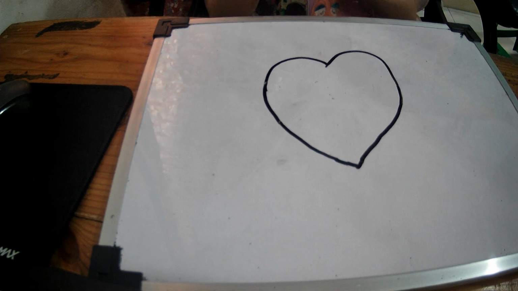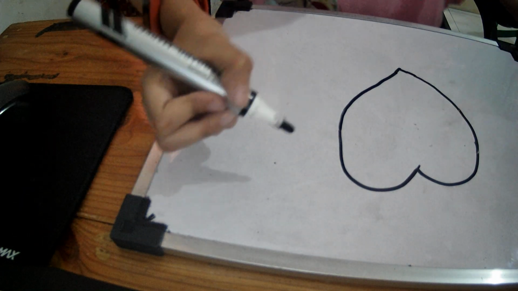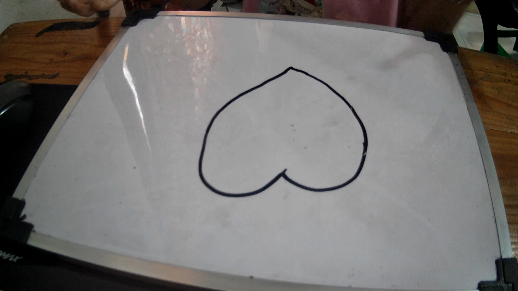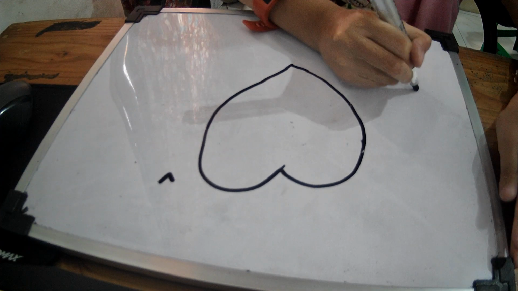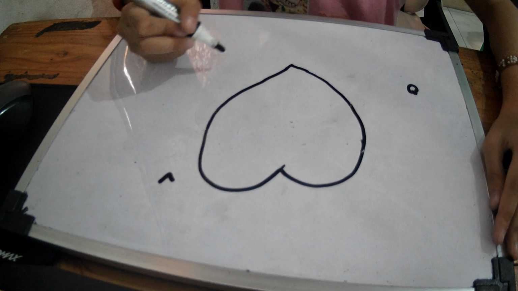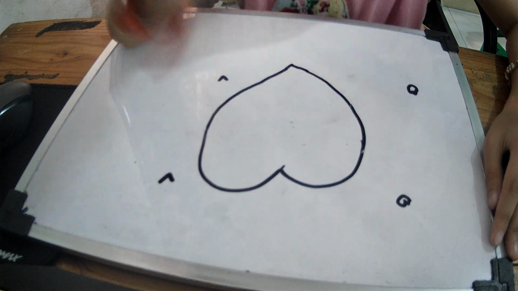Ow! How can I say this? A heart. And you can just draw a heart in any way around it. So if you don't like just a single heart, you can draw hearts around it like this, and draw it like this, and like this, and like this, like that.